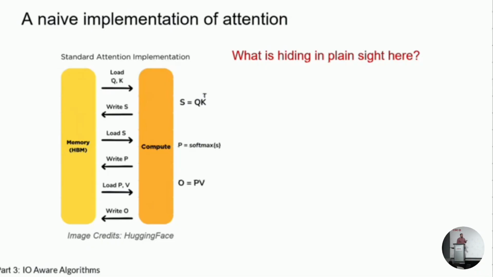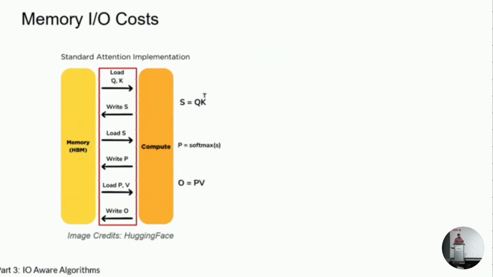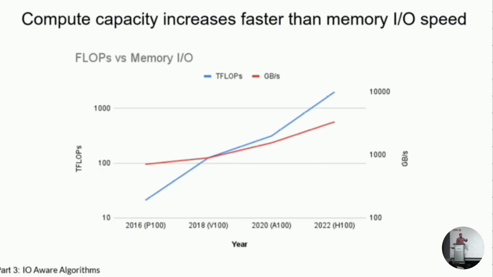So what is hiding in plain sight here? Any guesses? What's hiding is memory I/O costs, and we never consider this when we are talking about algorithms in theory. There's a big cost in reading and writing these large matrices. For some background, the computational capacity of GPUs has been increasing at a much faster rate than their memory bandwidths. And this is not going to change anytime soon. You're not going to suddenly want bigger chips. There's physical restrictions on memory bandwidth speeds. Your chip will need to draw more power. It will need to dissipate more heat. So this trend will hold.